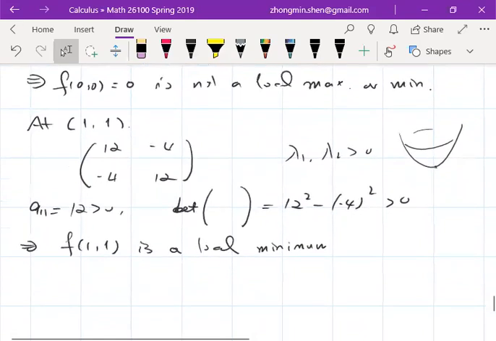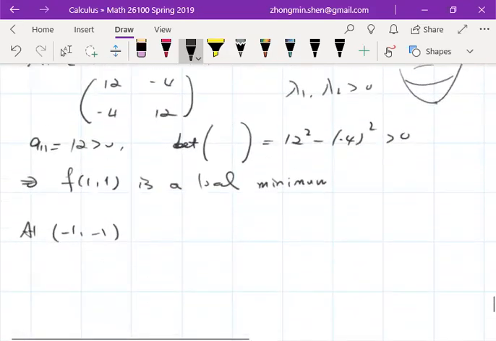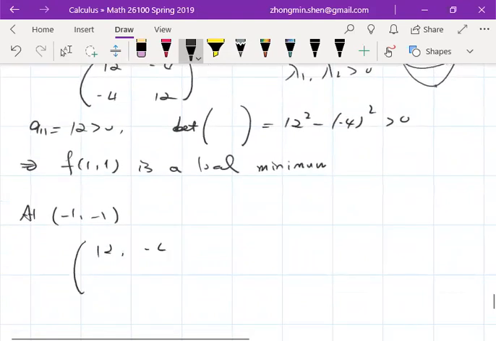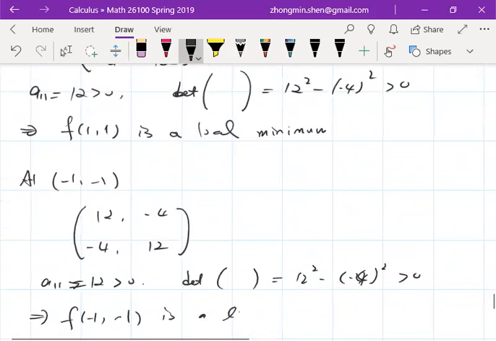And the same story here at the other point. You get the same matrix because of x squared and y squared. Again, A11 is going to be 12, greater than 0. The determinant is also going to be positive. So the value of the function at that particular point is a local minimum.